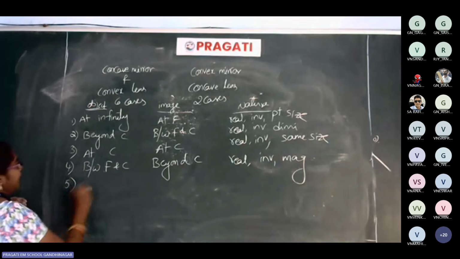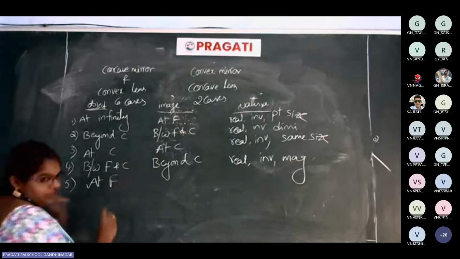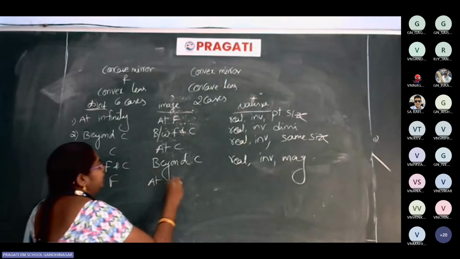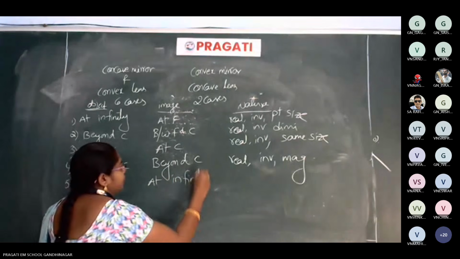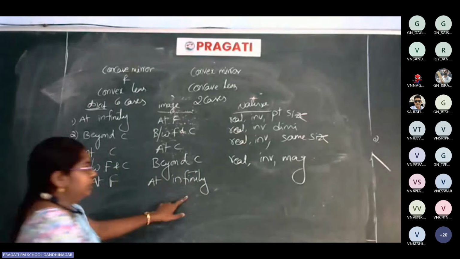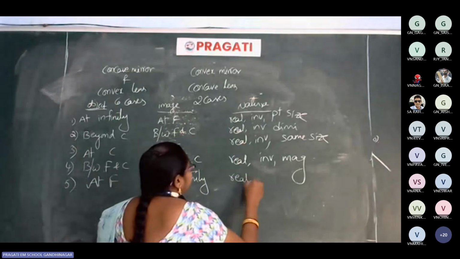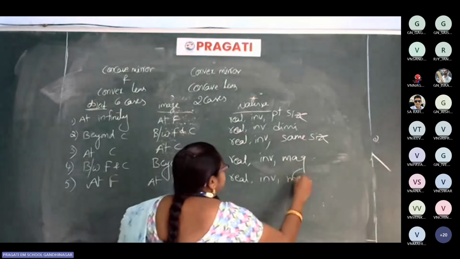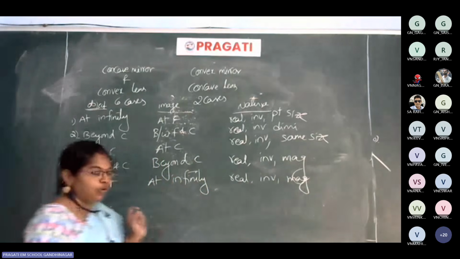Here, fifth case, at F. At F, the image is at infinity. Yes, you have to revise this in your brains. At F, at infinity, real, inverted. This is also magnified. Okay.